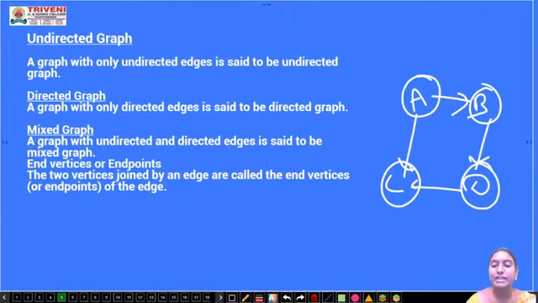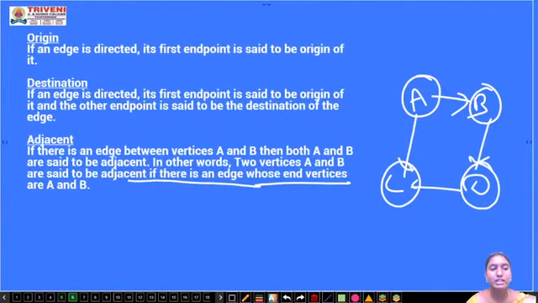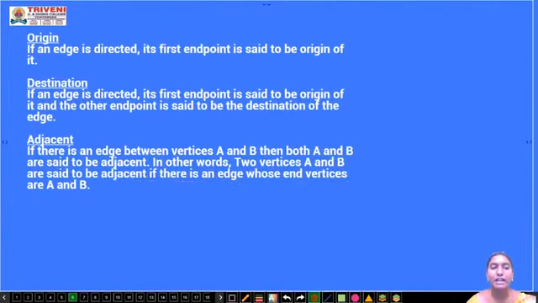And next one is the mixed graph. Some graphs have both directed edges and undirected edges combined, and that is called a mixed graph. And also, the two vertices joined by an edge are called the end vertices or end points of the edge. And origin: if an edge is directed, its first end point is said to be the origin of it.